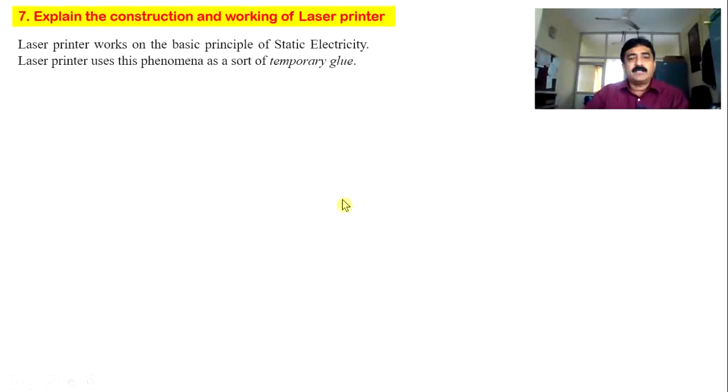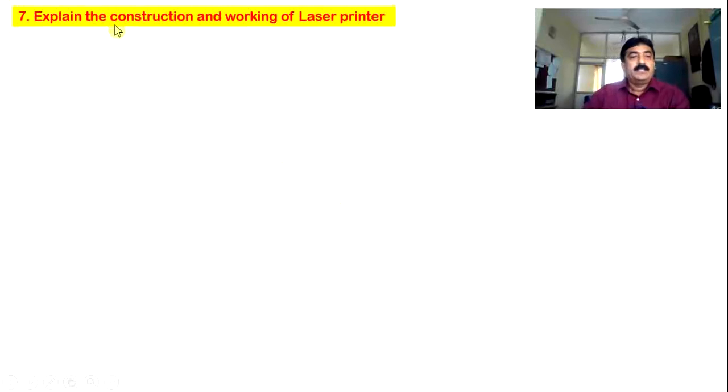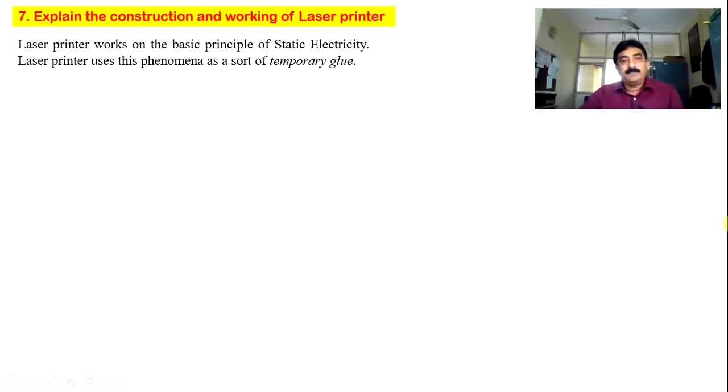Here we have what is called the laser printer. Explain the construction and working of laser printer. So this is the question. Laser printer works on the principle of static electricity. Actually, this is a very plain explanation. I will not go deep into the working of each and every part. I simply explain how a laser printer works and what is the role of laser here.